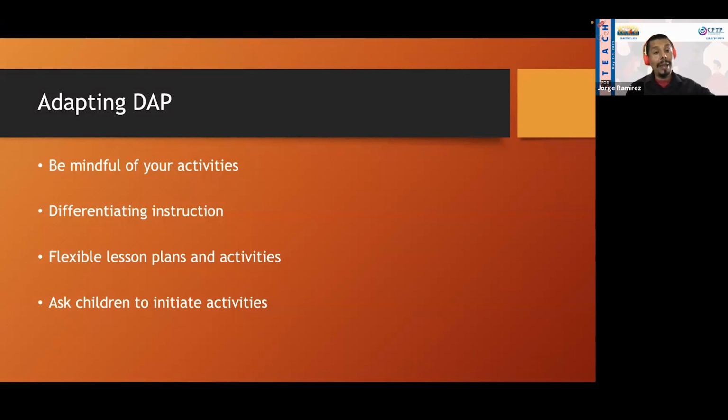Remember, you wrote that lesson plan. You can modify it at any point. Let the children dictate that. Ask children to initiate activities. We're going to do art. What materials do you want me to bring out to you? They're going to say glue. Let them use the glue. Let it get messy. Let it get all over the place. Just clean it up. It's not a big deal.